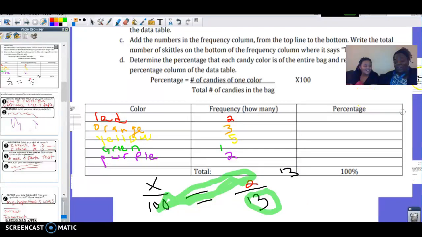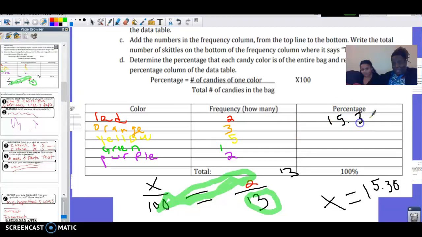So I'm just going to round that off and use the first two digits after the decimal. So X is going to equal 15.38. So that's what this means. The 2 as a percent is going to be over here. I'll put it for the red. 2 reds will equal 15.38% of the bag. So in order to do the rest of your colors, whatever you have, whatever number you have here, you're going to replace it.